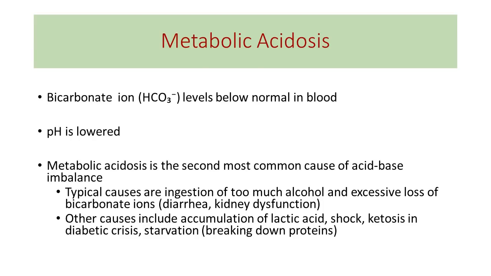So causes of metabolic acidosis: either you're losing too much bicarbonate ion, so for example in cases of diarrhea, or if you have a kidney disorder that's causing you to pee out too much bicarbonate ion, or on the other hand, if you have conditions where your cells are making too many acids, so you're producing too much lactic acid, or if you're diabetic, you're breaking down proteins and fats and creating these acids that are making you metabolically acidic.